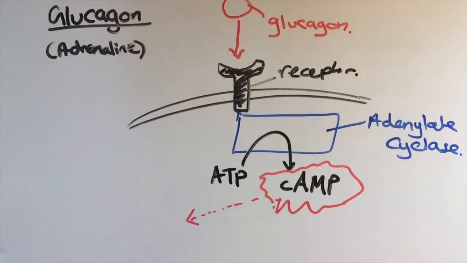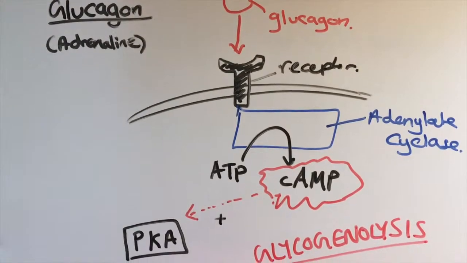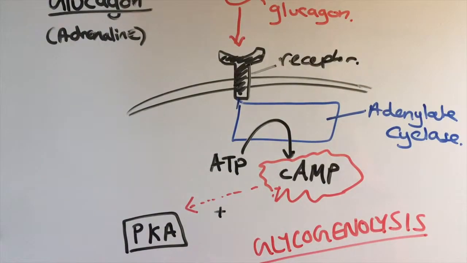This cAMP is known as a second messenger. This then will bind onto another protein called protein kinase A, which therefore allows a series of cascade events to occur, which then can result in glycogenolysis.